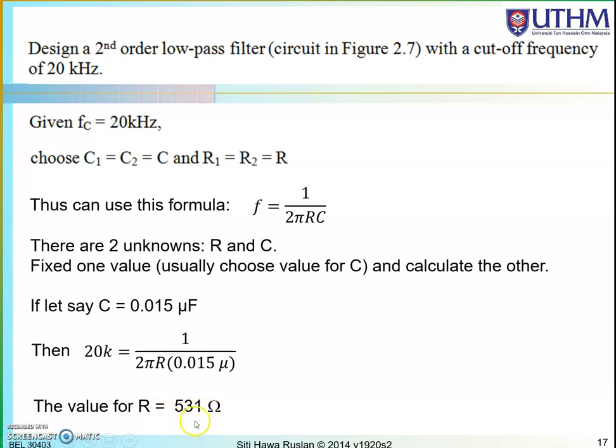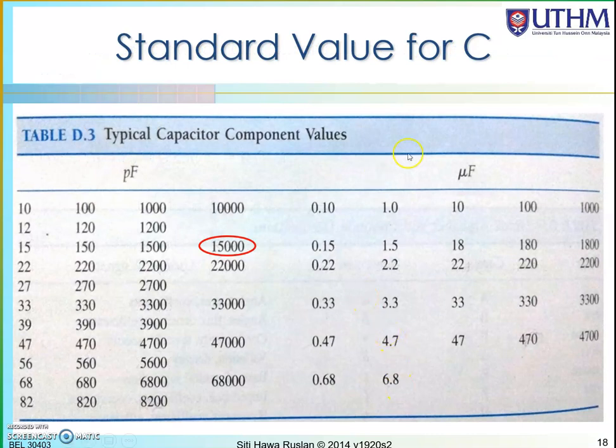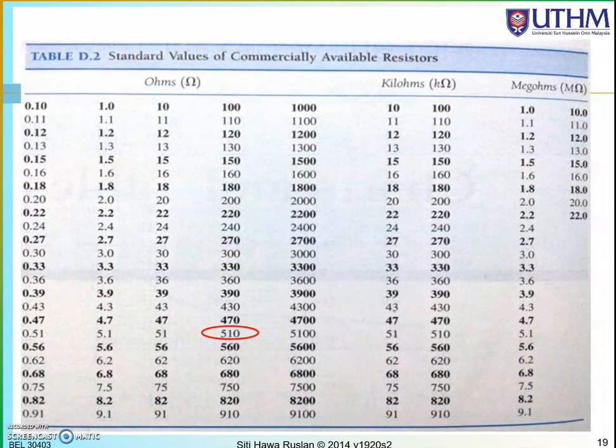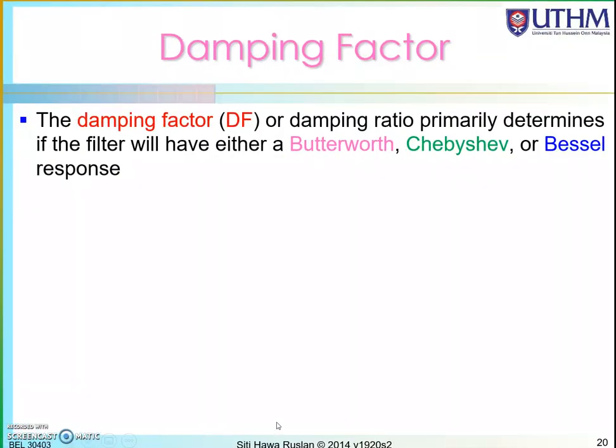There is no 531 ohm resistor available in the market, but you can choose the nearest, which could be 510. This is the capacitor value just now. If you look at this table, the capacitor has limited values. That's why we set the value of C and find the R, because for R you have a large number of values. So that is how to design the second order low pass filter.